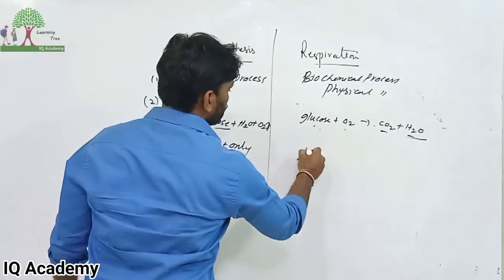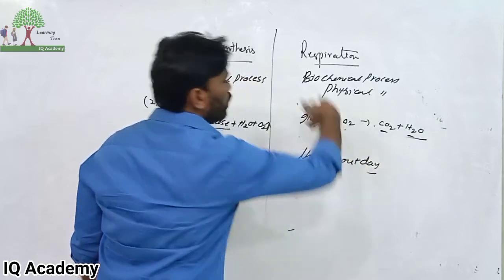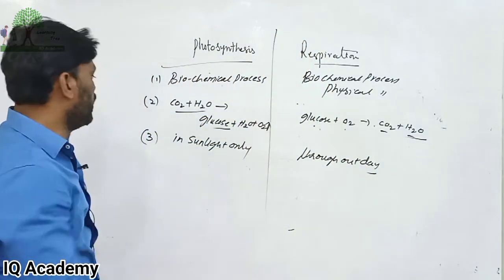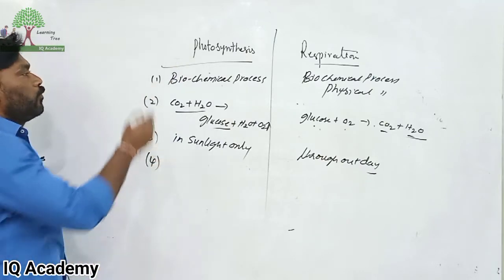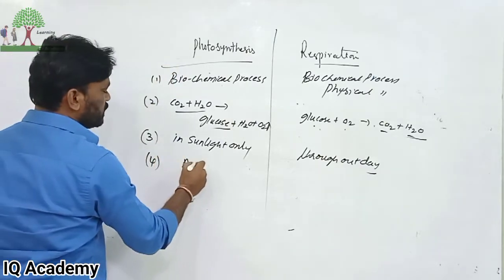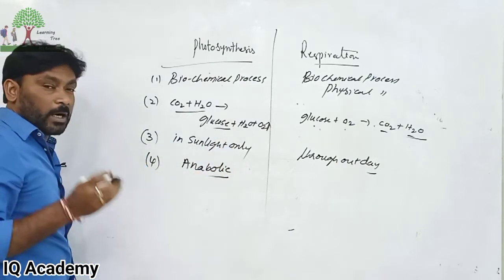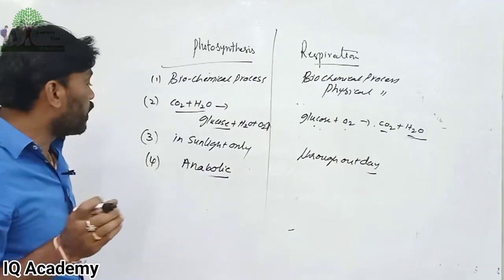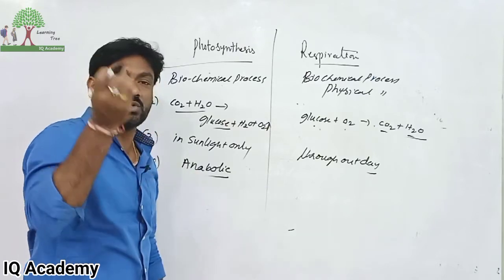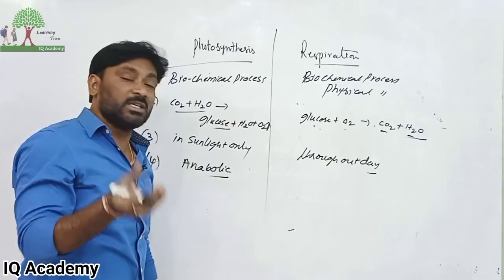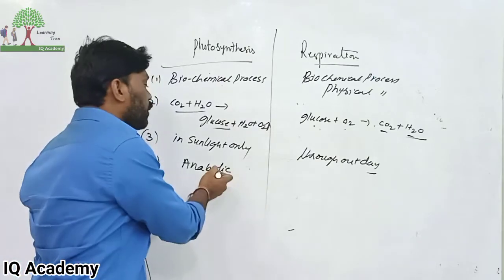Throughout the day, during sun, during night, it takes place. Here, photosynthesis takes place only in sunlight. Photosynthesis is an anabolic process. Anabolic process means anabolism, which requires the providing of energy. What is called an anabolic process? It is the process where energy is produced and stored.